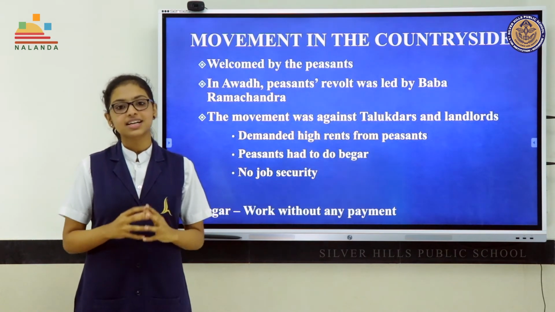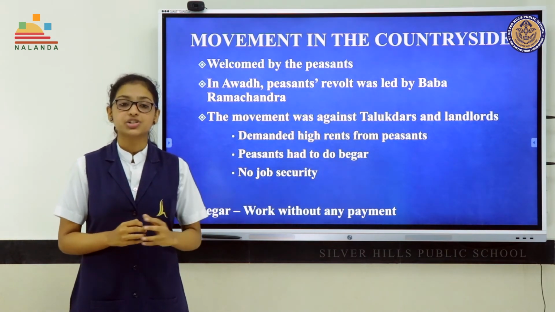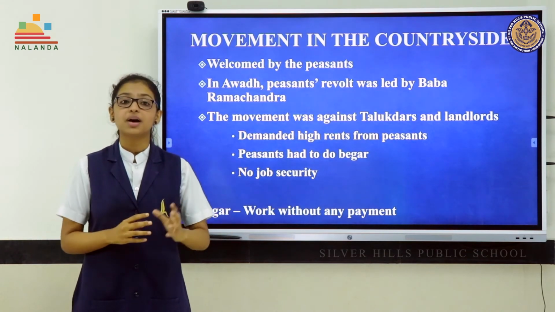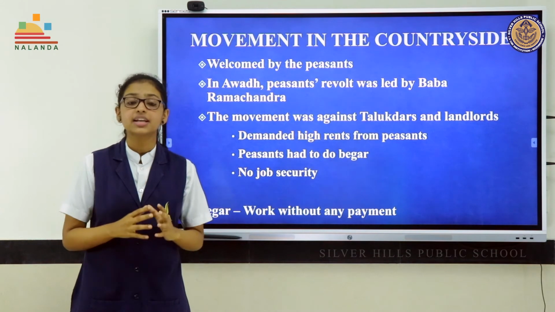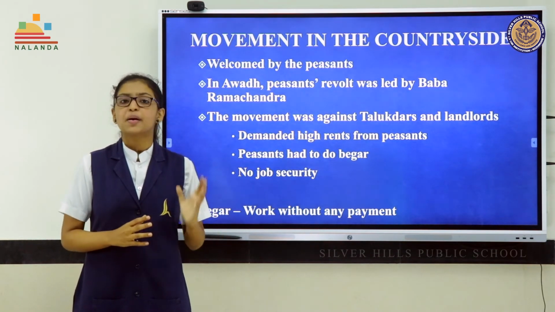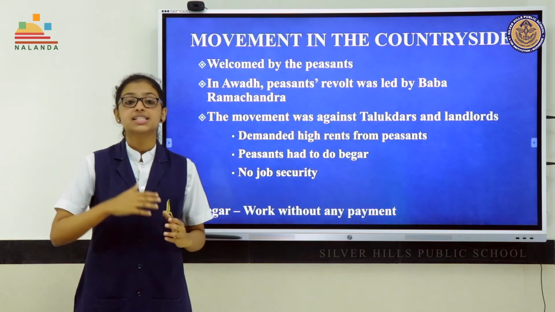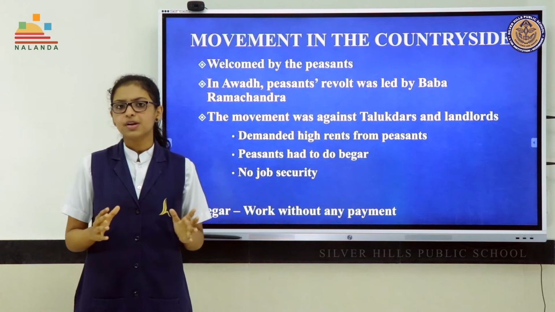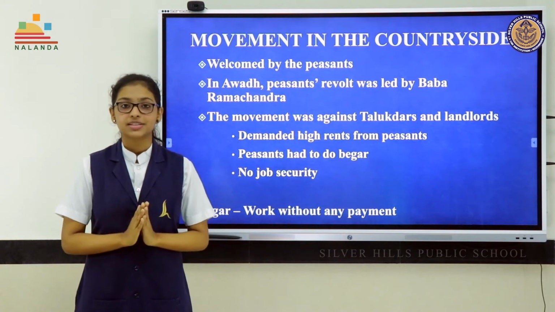For the peasants in the countryside, the movement was actually against the talukdars and the landlords. These were the people who demanded exorbitantly high rents from the peasants. They also forced them to do the begar. Begar was the labour the peasants were forced to contribute without any payment. In simple words, it was labour without payment.